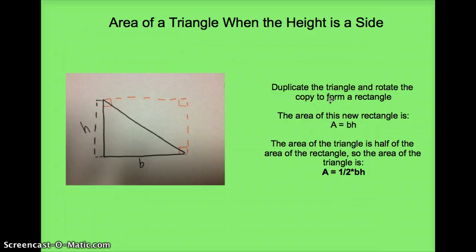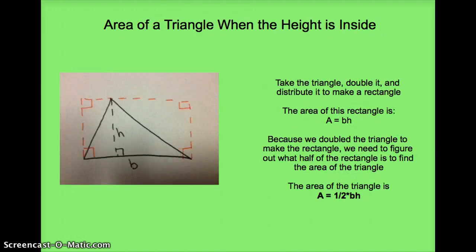But now we need to figure out the area of our initial triangle. We know that to make our rectangle, we had to double our triangle. So the area of the triangle is going to be half of the area of the rectangle. So we're going to half this area. So the area of our triangle will be 1/2 base times height.